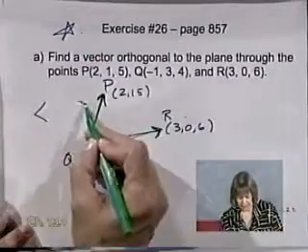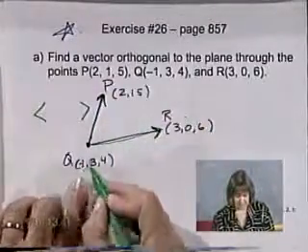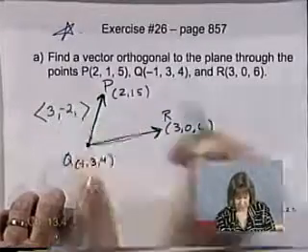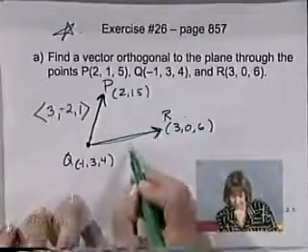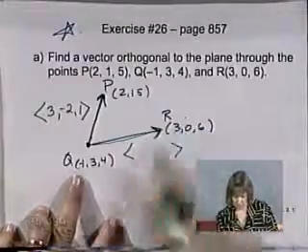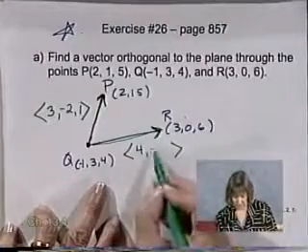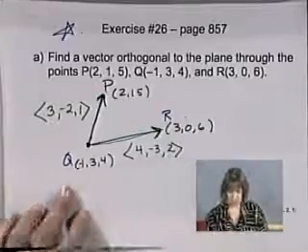Now, first of all, I got to get the components of this vector going from Q to P. That's pretty easy. Remember, we go final minus initial. So it's 2 minus a negative 1, which is 3. 1 minus 3, which is a negative 2. And 5 minus 4, which is 1. And here, 3 minus a negative 1 is 4. 0 minus 3 is a negative 3. And 6 minus 4 is 2.